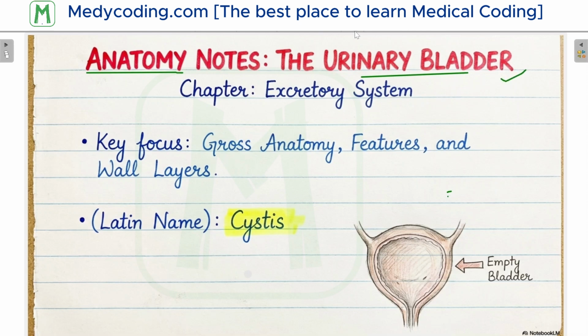The urinary bladder is an organ of the urinary system, and the urinary system is also known as the excretory system because urine is also a waste product of the body. The Latin name of the bladder is cystis. The word cystitis, that is the inflammation of the bladder, comes from cystis.